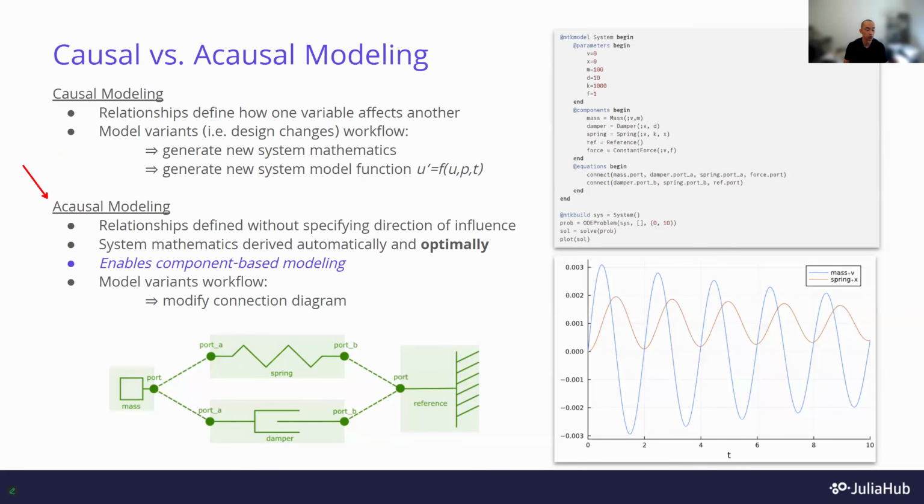So what's acausal modeling as opposed to causal modeling? In acausal modeling, relationships are defined without specifying the direction of influence. The system mathematics are derived automatically and optimally. All you need to worry about, if you're defining a mass component, is the physics inside the mass component. If you're designing a spring component, you just worry about the physics inside the spring component. Then when you connect all these things together, the system mathematics are derived automatically and optimally. Ultimately, this enables component-based modeling, where you worry about each component at a time, and then stick everything together.